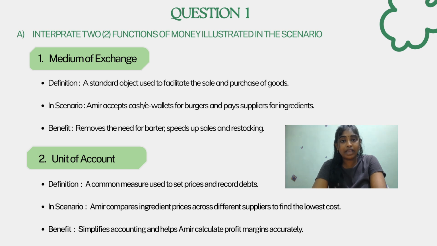So the second one is unit of account. This is illustrated when Amir compares the prices of ingredients from different suppliers. As we can see, he's a burger seller. He buys bread, patty, vegetables from one supplier, but he can compare the prices of the ingredients that he buys from different suppliers. He uses the money as a common measure to determine which supplier offers the best value to minimize his costs.